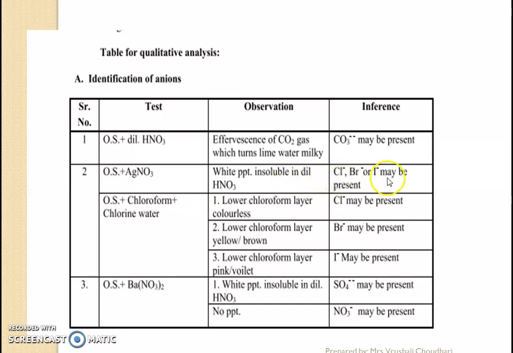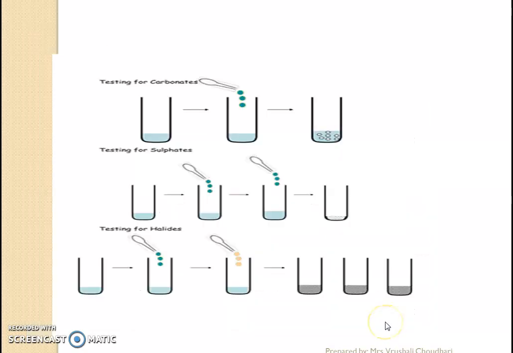If chlorine, bromine, iodine are absent, we are going to perform the third test, OS plus barium nitrate. There are two types of result, white PPT or no PPT. White PPT, inference is SO4 2 minus present. No PPT, NO3 minus is present.